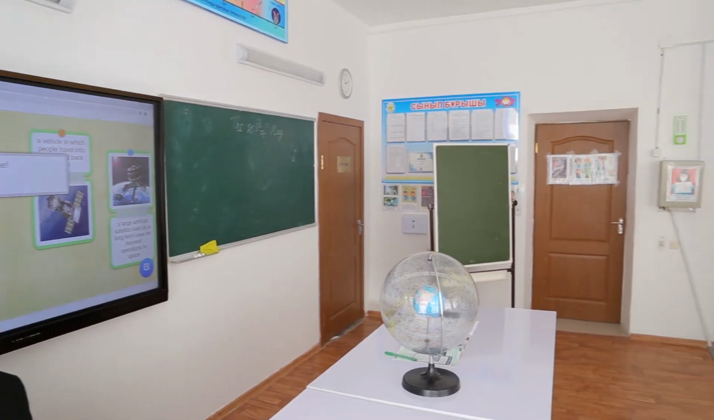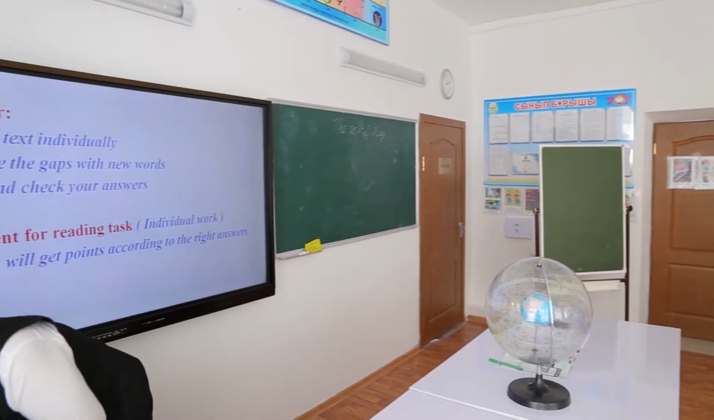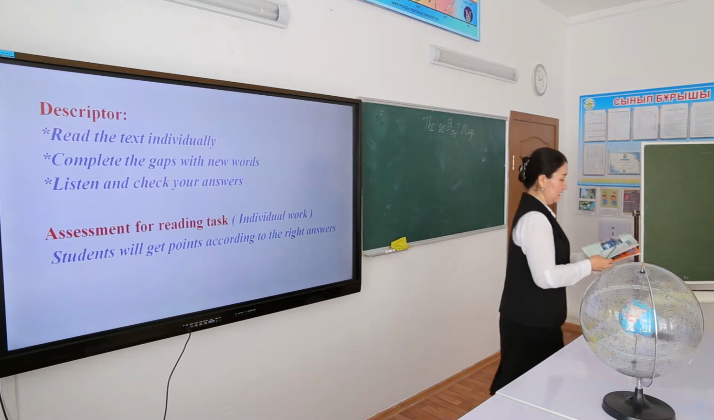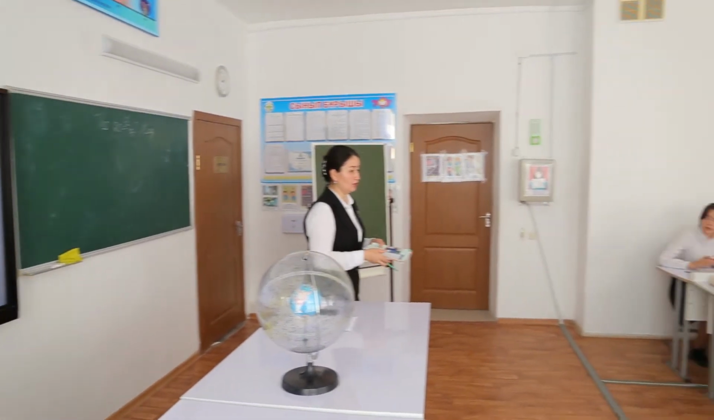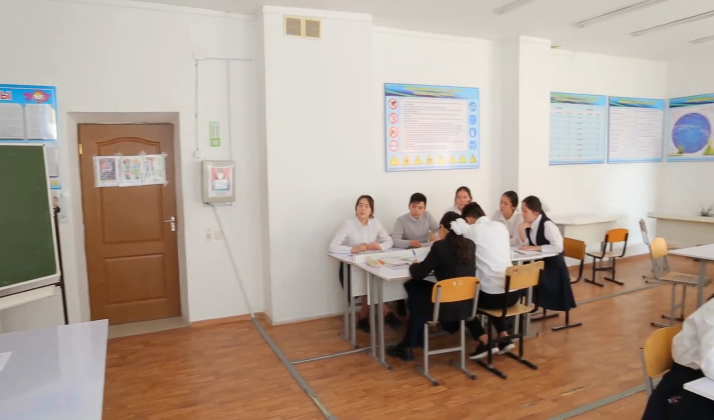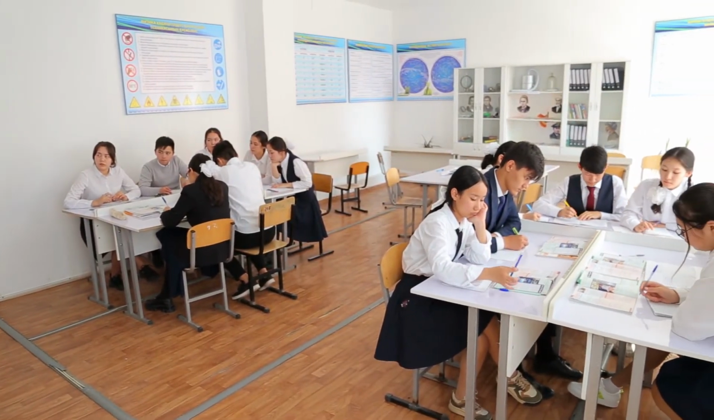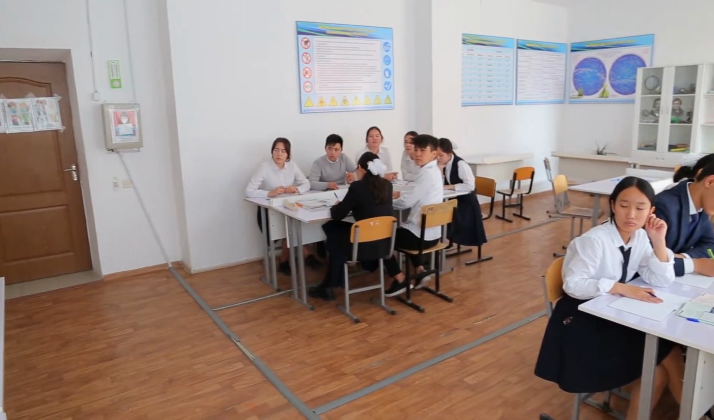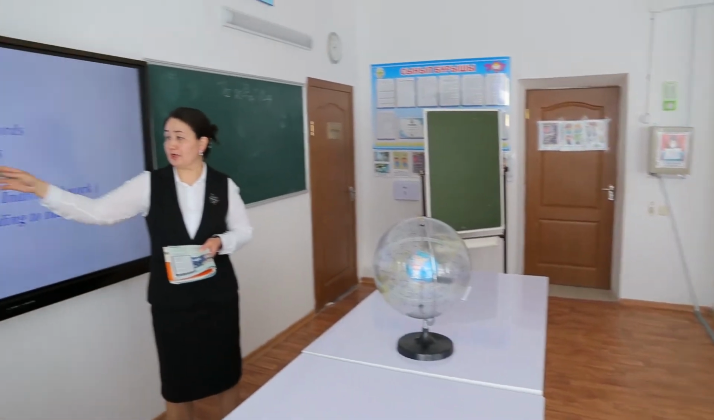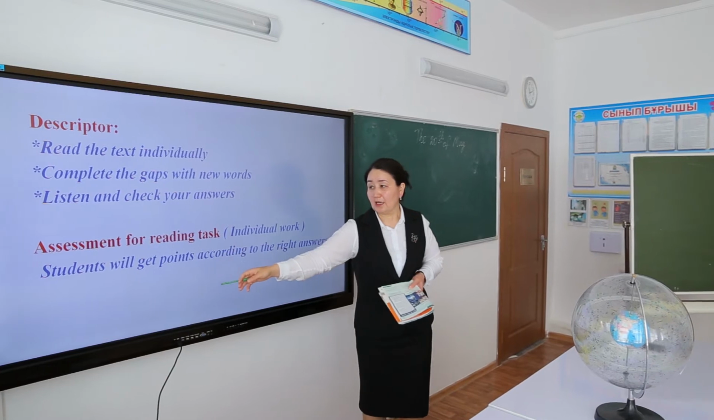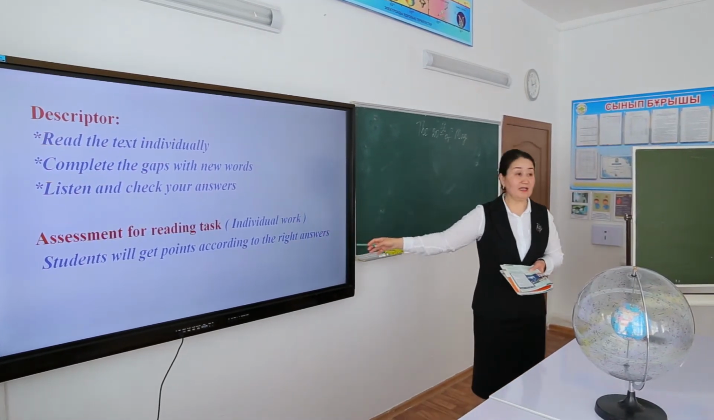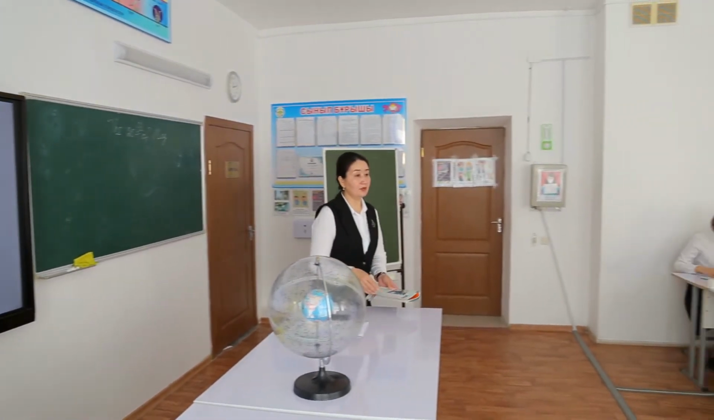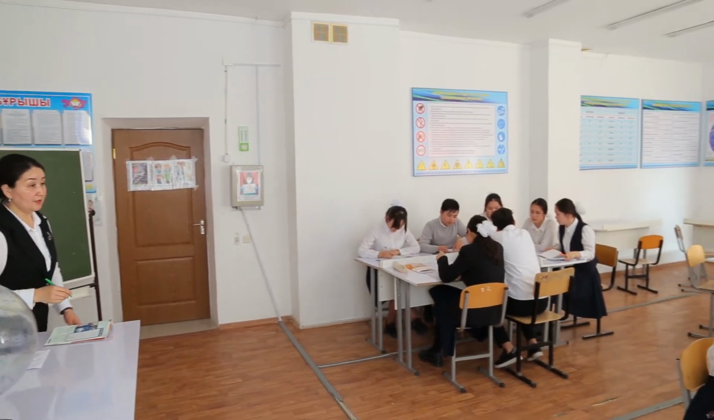Okay. Let's continue our lesson. The next lesson is connected with these new words. Open your books at page 113 again. There you can see the text with these words. I'll give you 2 minutes to do individual tasks. The task is to read the text individually, complete the gaps with new words, listen and check your answers. For the reading task, you will get points according to the right answers. Okay? I will give you 2 minutes. Please start. You can write the correct answers on your copies.